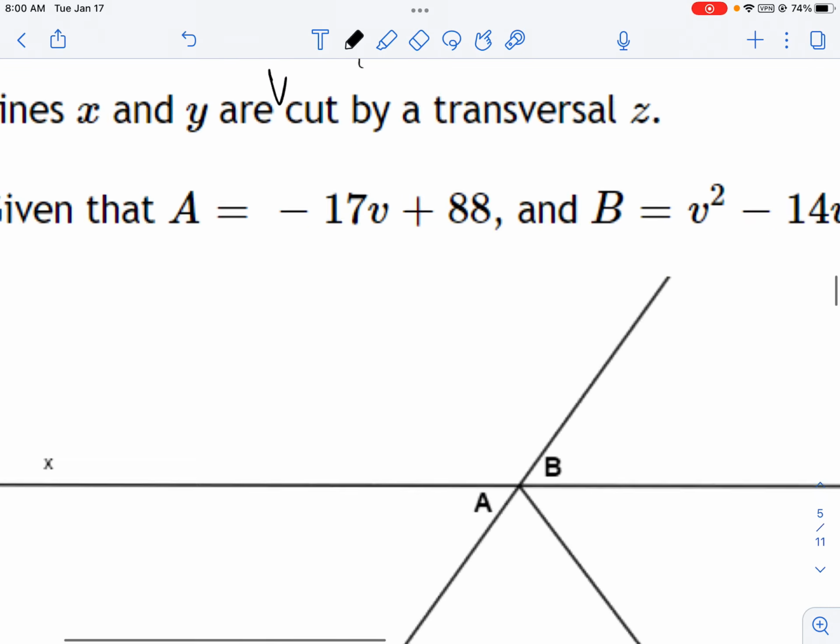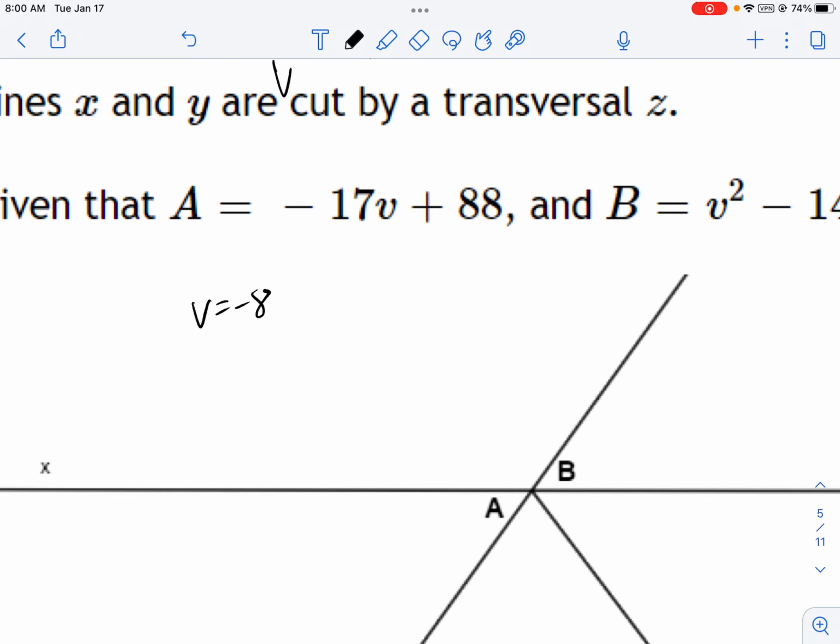Well, let's check. So now we're checking v is 8. Plug it in. So we have positive 8, my mistake. We have negative 17 times positive 8, we get negative 136 plus 88. If we add 88 to this, you get that angle A is negative 48.